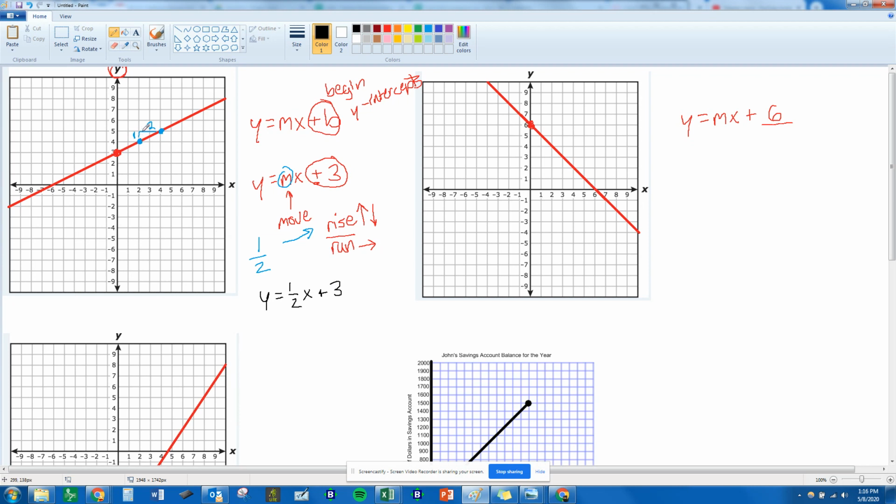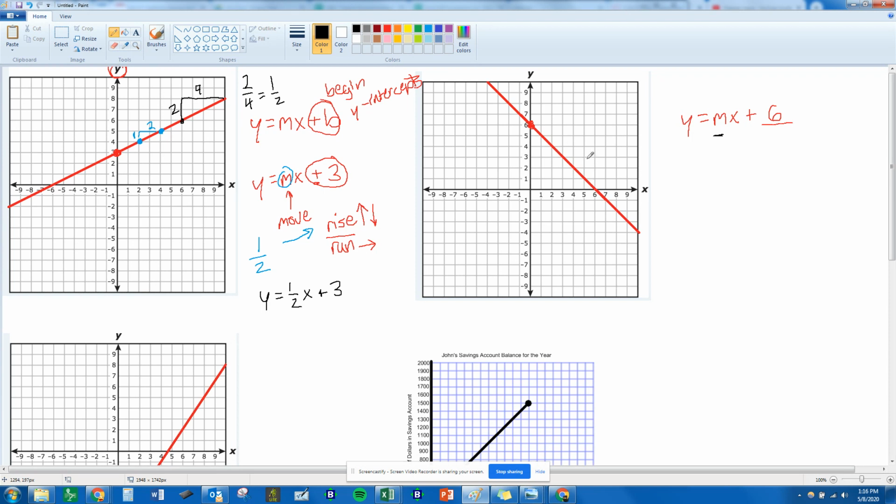M is up 1 over 2. The whole line goes up 1 over 2. If you thought it was going up 2 and over 4, you would actually be correct. It's just simplified. 2 over 4 simplifies to 1 over 2. So here, y equals mx plus 6. Go ahead and fill in the m.